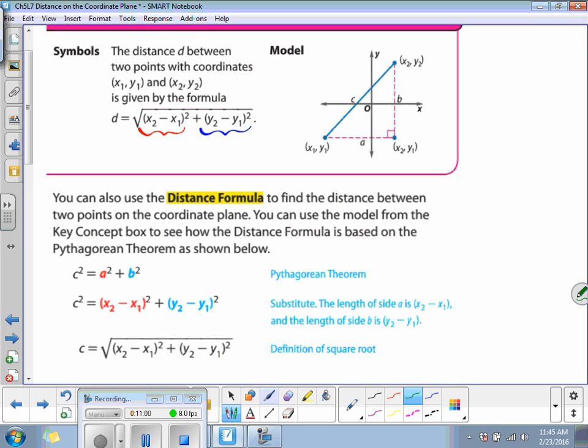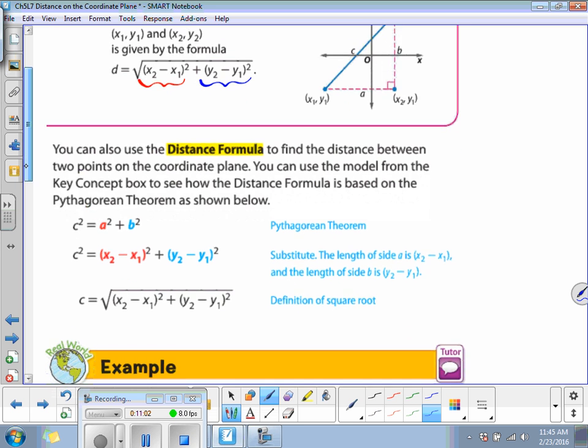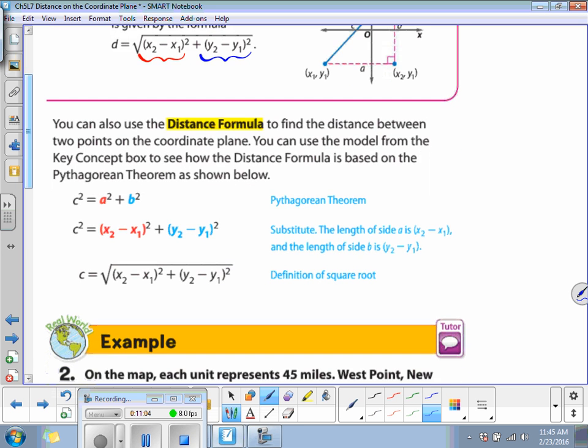So now, to get the c squared, to get it to become just the c, we're going to take the square root of both sides. Does everybody see that? So c is equal to the square root of all of this up here.